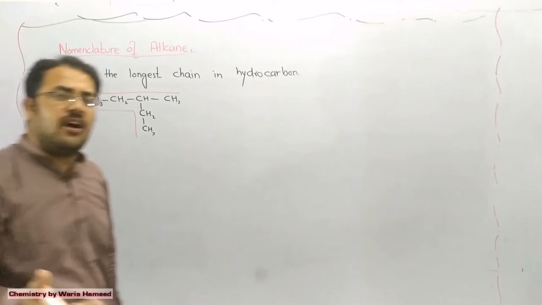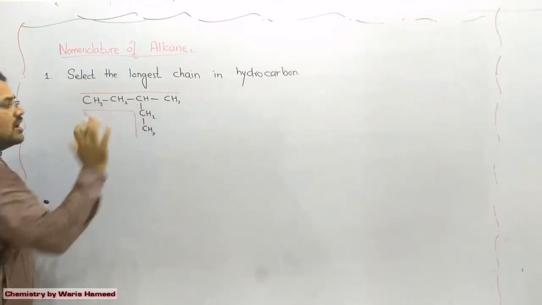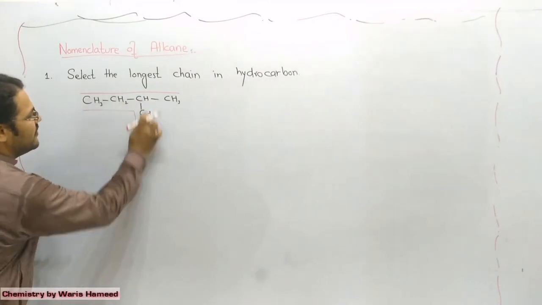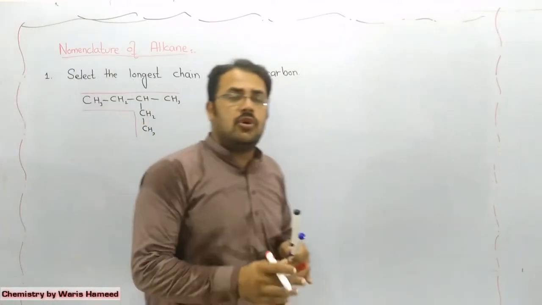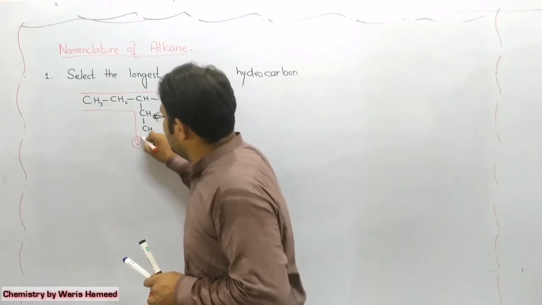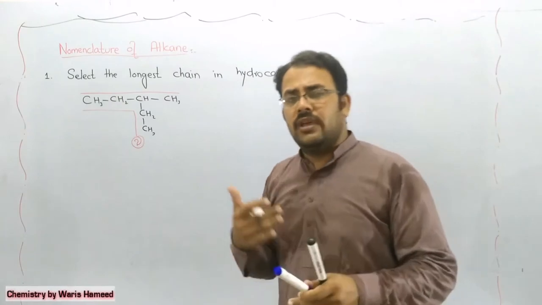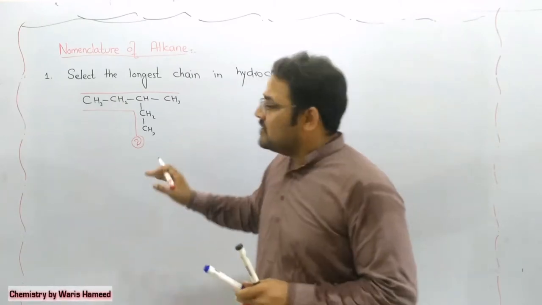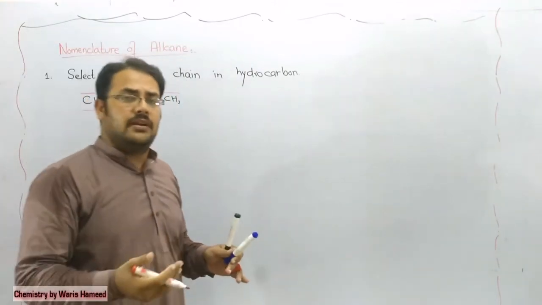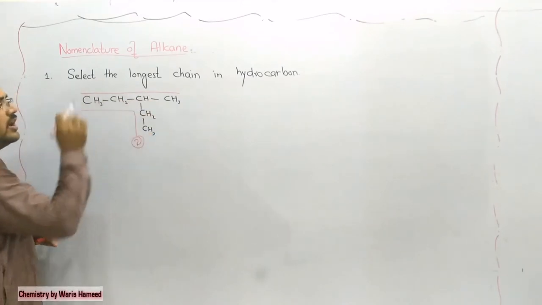Now count the number of carbons. Here are just four carbon atoms, and in this chain we see five carbon atoms. So according to the first rule, we will prefer this chain. It does not matter how it is turned or whether it goes straight. We just have to keep in mind that there should be a large number of carbon atoms. So in this case, this will be the parent chain of the hydrocarbon.